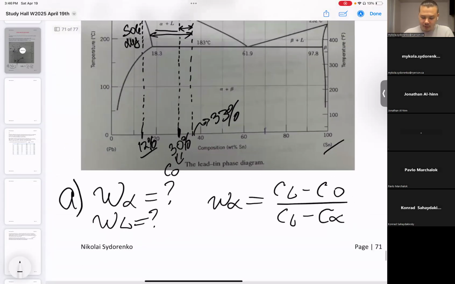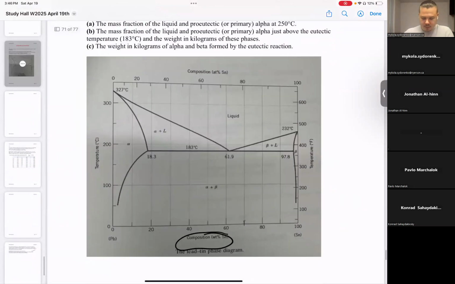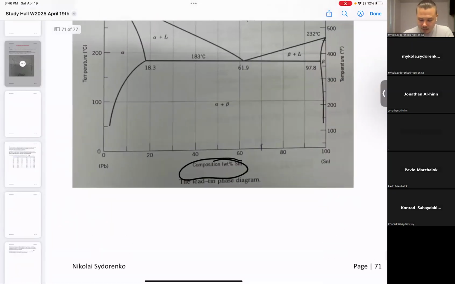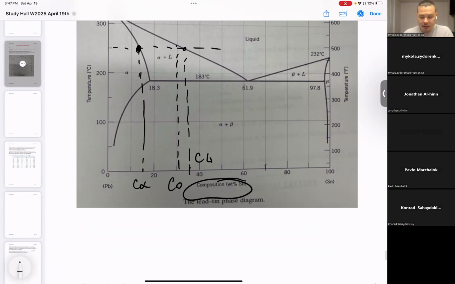Okay, so this is how we find the mass fraction. One second, guys, I apologize. I deleted a little bit, so I'm just going to reconstruct it quickly. This is C naught, this is our CL, and this is C alpha. Why C alpha here? Because it's touching the solidus line. Why CL here? Because it's touching the liquidus line. This is 33%, this is 30%, this is 12%.